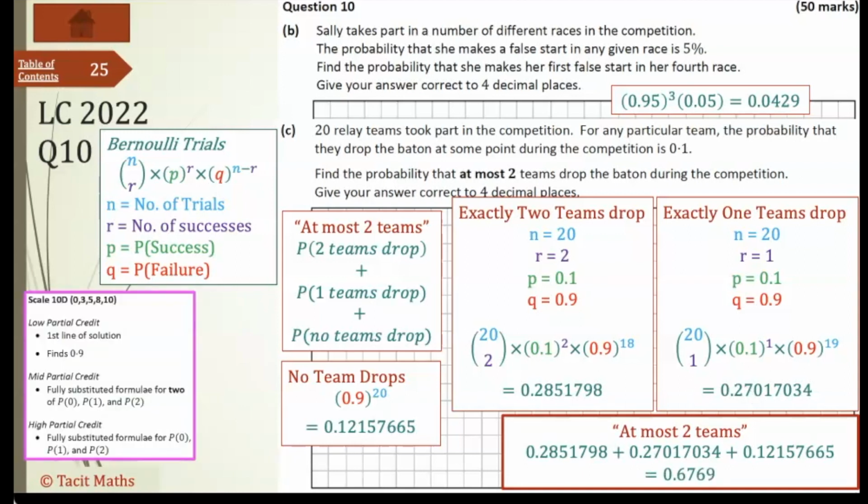Now, if you look at the marking scheme for that, as you'd expect, it's 10 marks because there's a lot of work in there. But you can see that the partial credits are quite generous. If you do any work of merit here, even by identifying that it's Bernoulli trials, you're getting a nice bit of marks there.